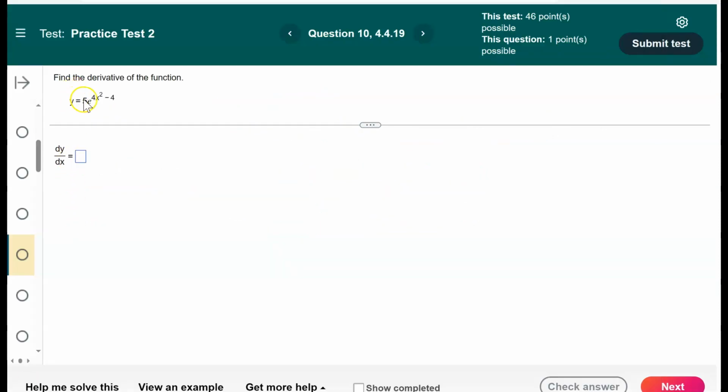Next, let's work on this problem here, where you have 5e to the 4x squared minus 4. Now you are to find the derivative of the function here. In this case, we will have to use chain rule. Do we need to use product rule? No, because this is just 5 and that is just a constant. So you can use a constant multiple property. So just use, in this case, chain rule.